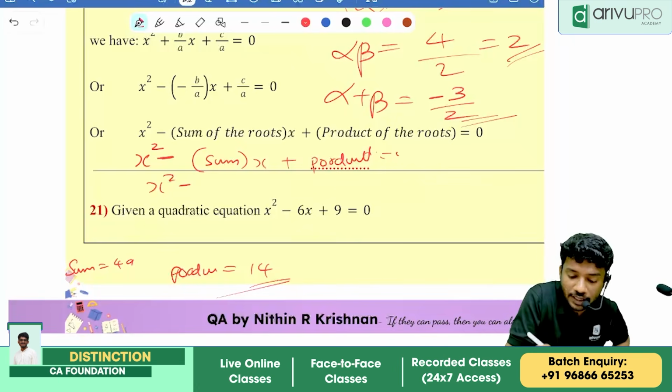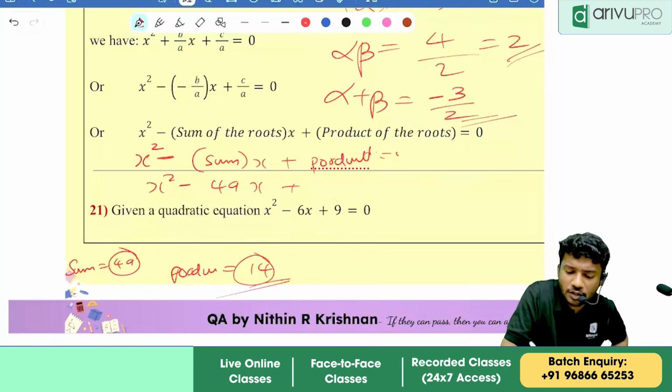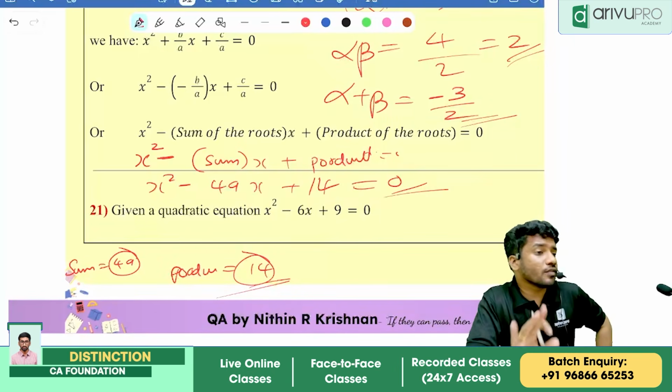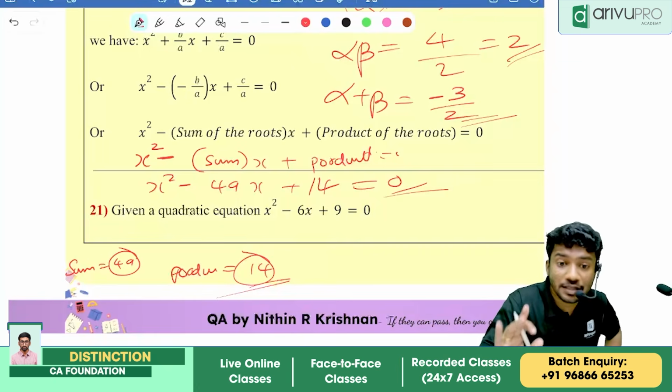So x square minus sum, how much? 49 into x plus product, how much? 14, which is equal to what? 0. That is the way of writing a quadratic equation.